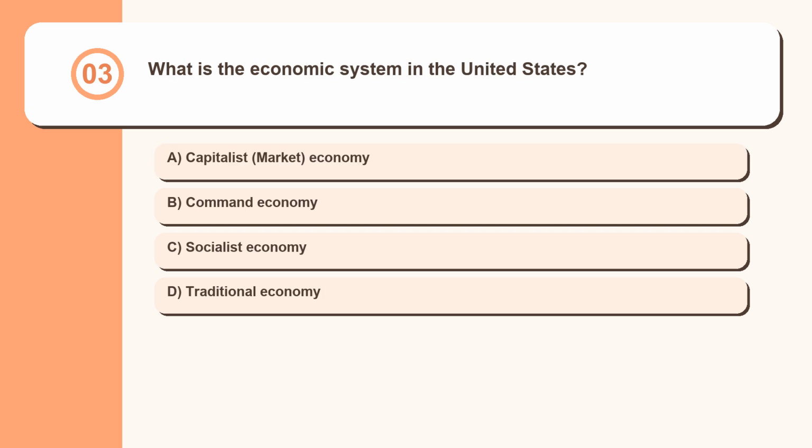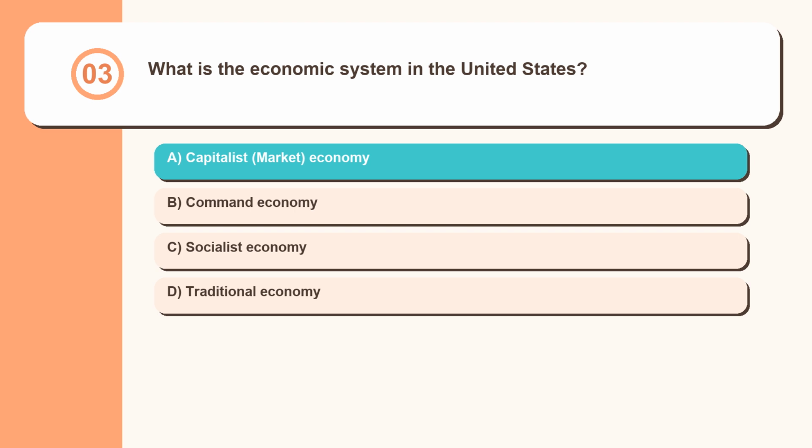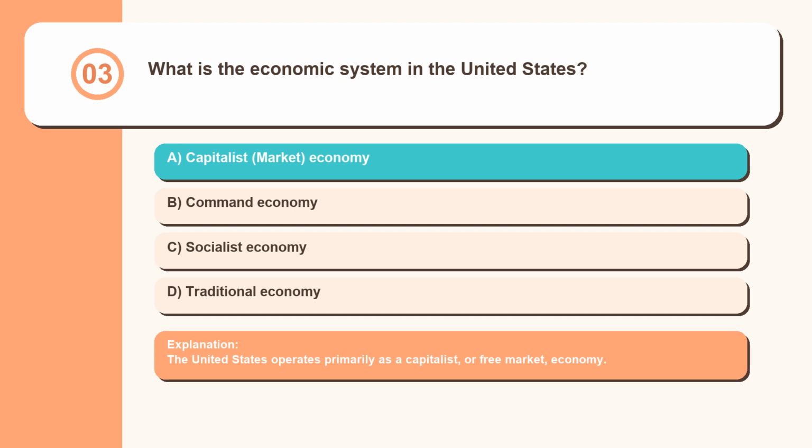Question 3. What is the economic system in the United States? Capitalist, market, economy, command economy, socialist economy, traditional economy. The United States operates primarily as a capitalist, or free market, economy.